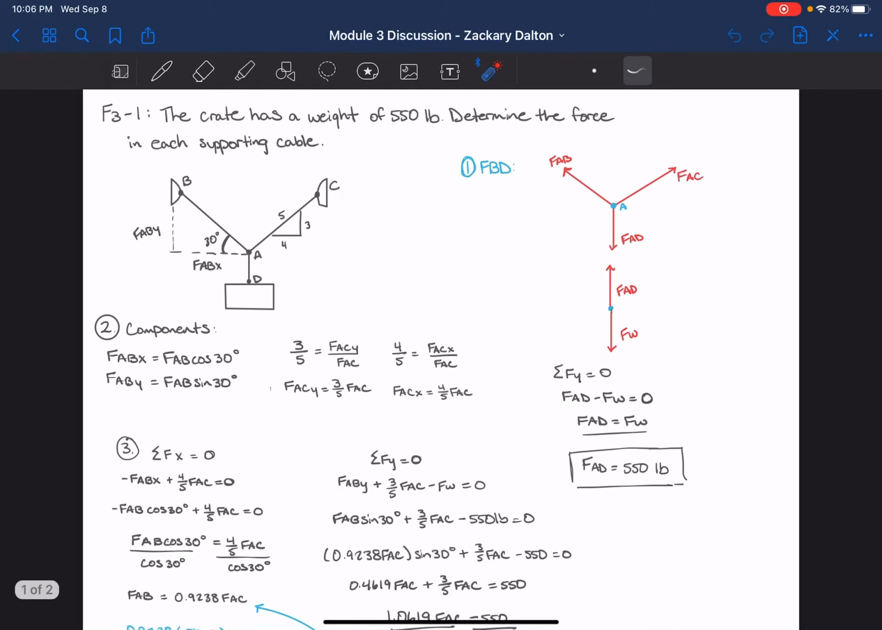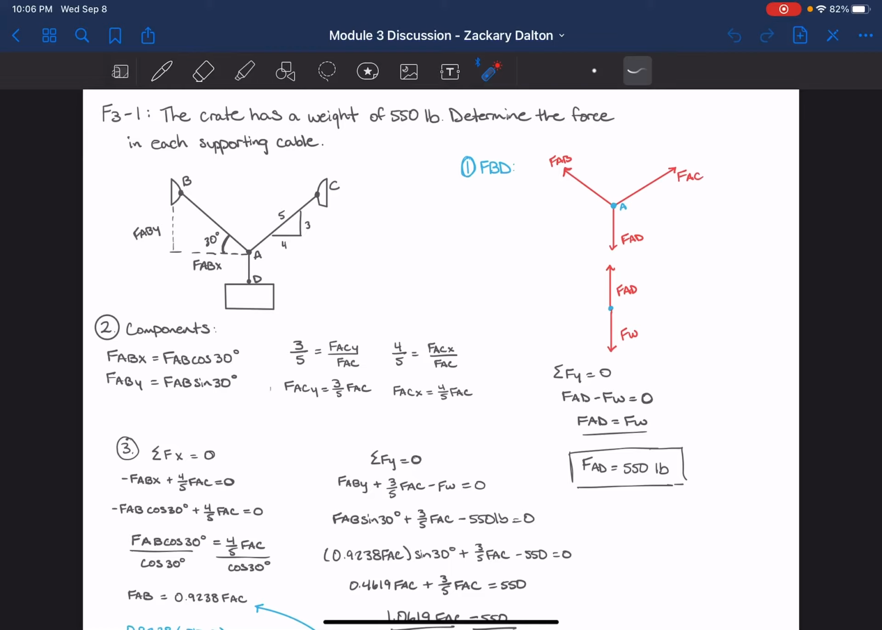Hello everyone. Today I'm going to be going over two of the statics problems that can be found in your textbook. And so the first problem I wanted to go over includes the following. The crate has a weight of 550 pounds. Determine the force in each supporting cable.